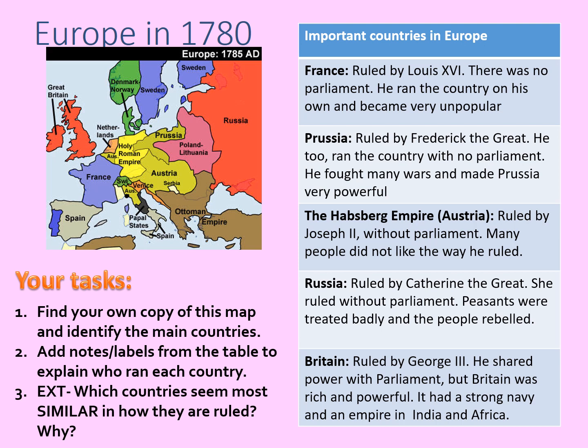Hopefully you've been able to label those countries correctly. So which seem most similar? Well, you may have noticed that France, Prussia, the Habsburg Empire and Russia are all run in a similar way, without a parliament. But some of them seem to be doing better than others. Both France and Russia and the Habsburg Empire are ruled by people who do not like their ruling king. So probably France, the Habsburg Empire and Russia have got some of the main things in common.